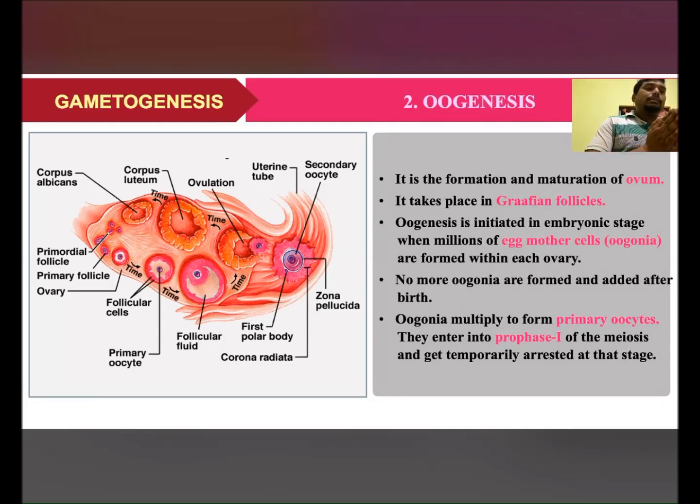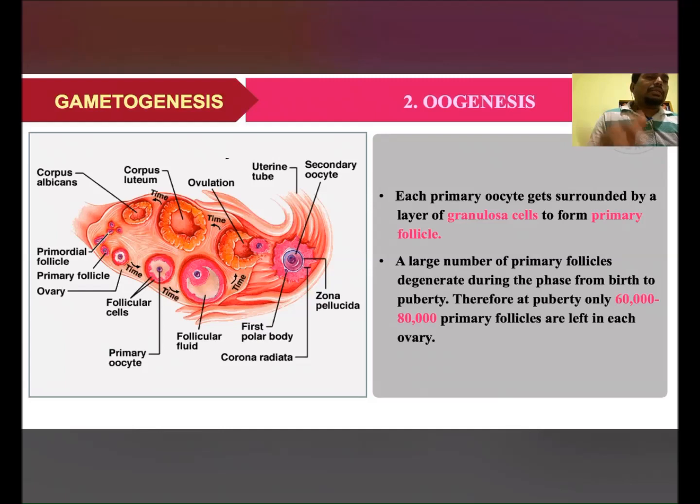भी, लेकिन वो मल्टीप्लाई हो करके they will form primary oocytes and these primary oocytes will enter into prophase 1 of the meiosis division and temporarily get arrested at that stage. उसी स्टेज में वो अरेस्ट रहेंगे till puberty. So the oogonia form primary oocytes, start the process of meiosis and get arrested at the stage of prophase 1, and these cells originating from oogonia are called primary oocytes, which are arrested at prophase 1 of meiosis.